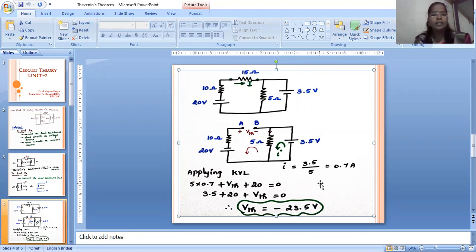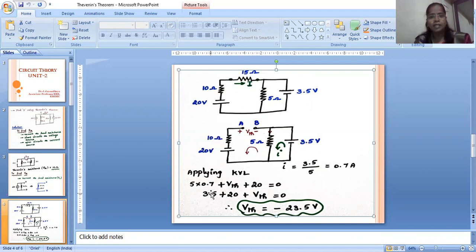Once you know the current, then immediately we can apply Kirchhoff's voltage law. Then one more important thing you must know. You see, the terminal A is connected to the 10 ohm. It is open circuit. Therefore, there is no current flowing through this 10 ohm resistance. No current. Now, what is the drop? There is no voltage drop, because V is equal to I into R. The current value is 0, so 0 into anything, you will get 0. Therefore, there is no voltage drop across this 10 ohm resistor.